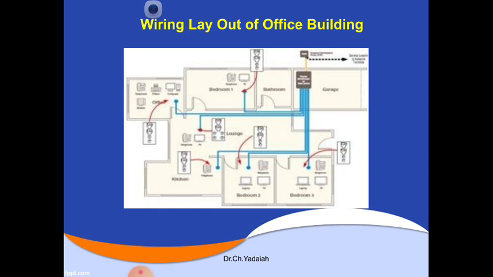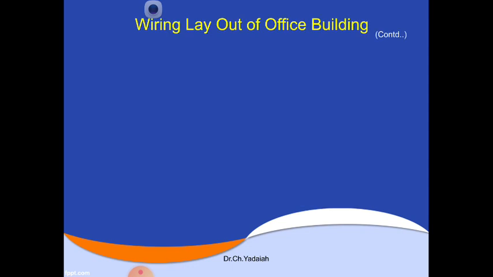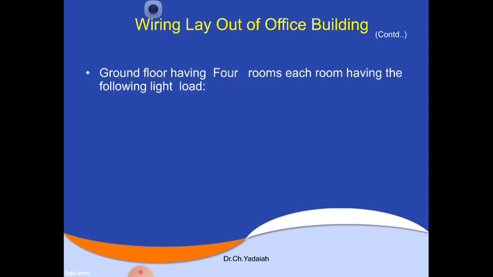Now, coming to the remaining portion. In the ground floor, there are a number of cabins. You can observe 1, 2, 3, 4 cabins. Each cabin has some load: computer load, some other loads, lighting load. Now you calculate this load, and the number of points load also. Now, what is the load? Now, the wiring diagram of the office building. The ground floor has 4 rooms, each room having the following light load.